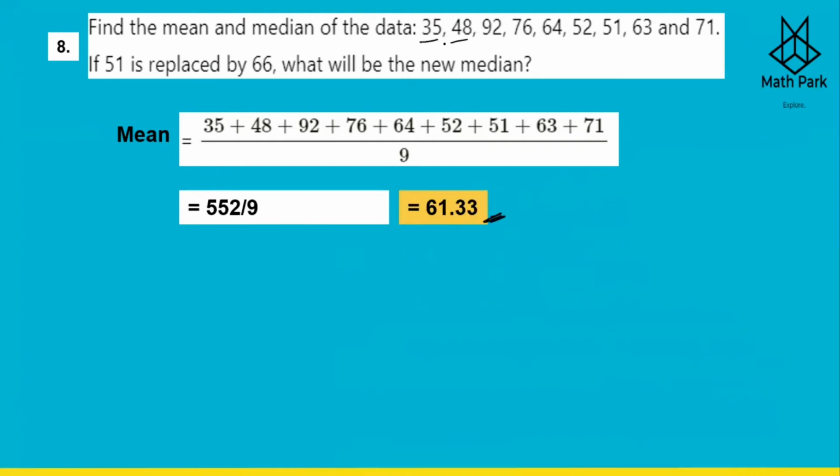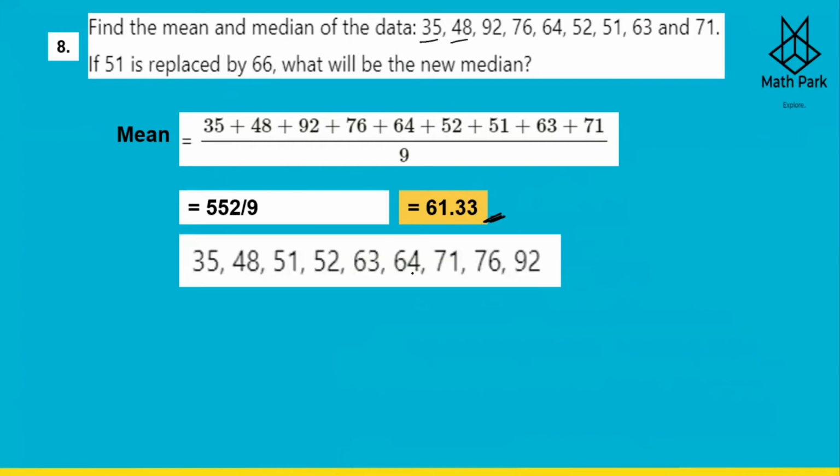Now we find the median of the data. We arrange the data in the ascending order. When we arrange the data in ascending order, since the number of observations is odd, the median is the 9 plus 1, 10 upon 2, so the fifth observation. 1, 2, 3, 4, 5. Fifth observation, 63, is the median.